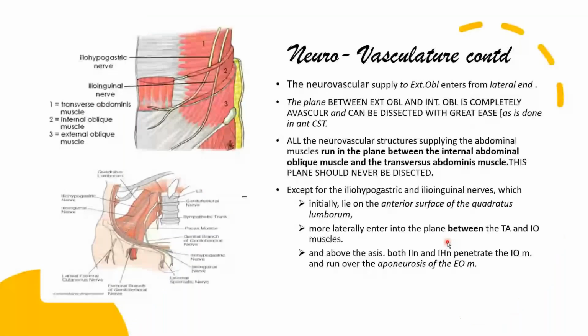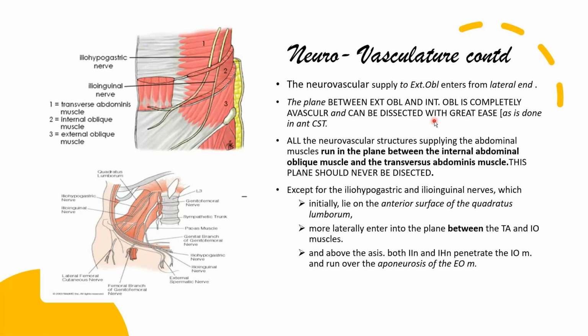The neurovasculature is very important. Why? When we talk about the repair of incisional hernias, the vasculature becomes very, very important. And remember the nerve and vessel supply of the external oblique enters from the lateral end. Now, this is very, very important. The plane between the external oblique and internal oblique is completely avascular and can be dissected with great ease.